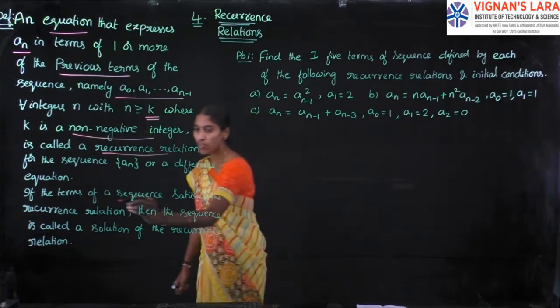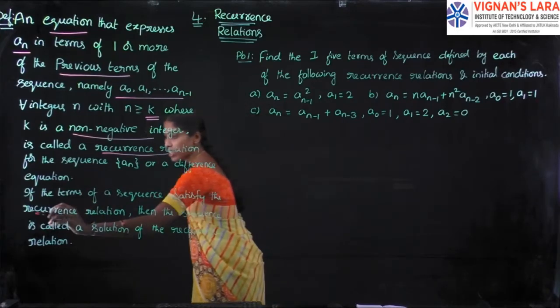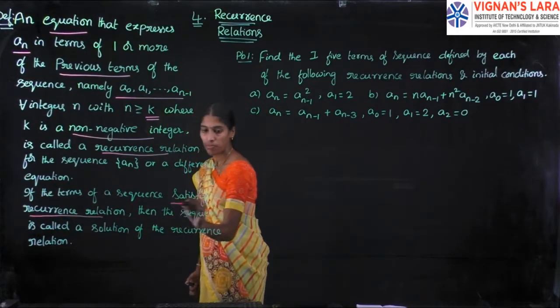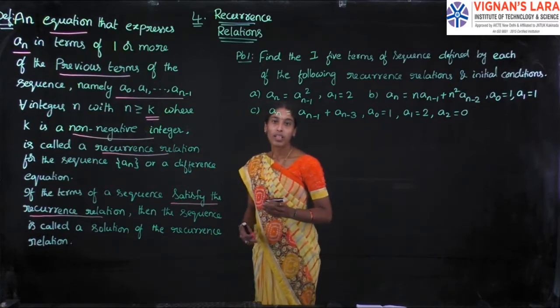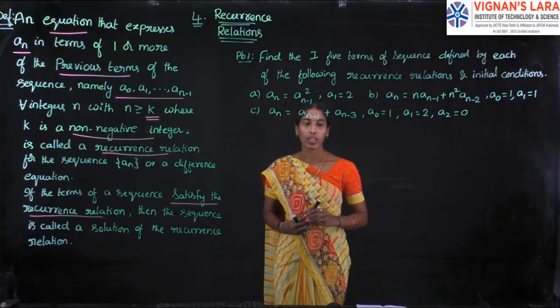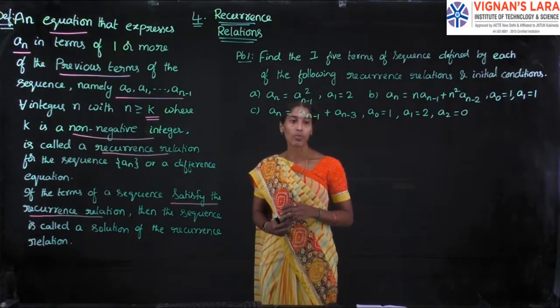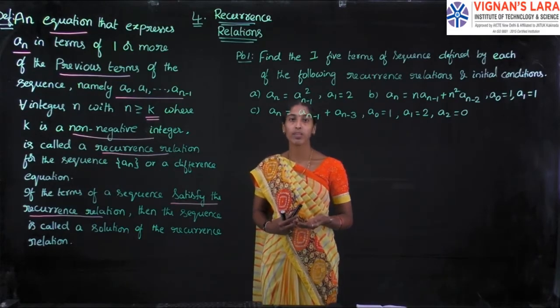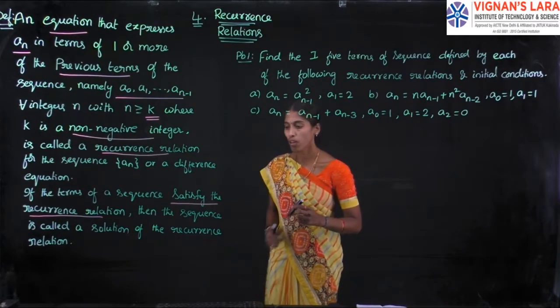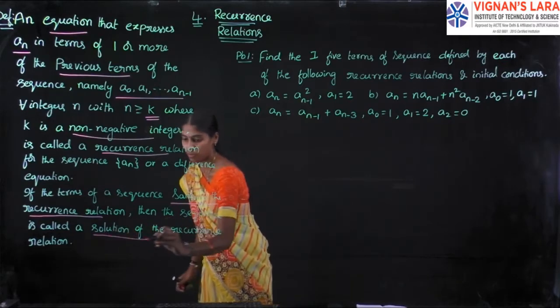If the terms of a sequence satisfy the recurrence relation, that means if we know the values of a0, a1, a2 and so on, and those values satisfy the recurrence relation, then we call it a solution of the recurrence relation, right?